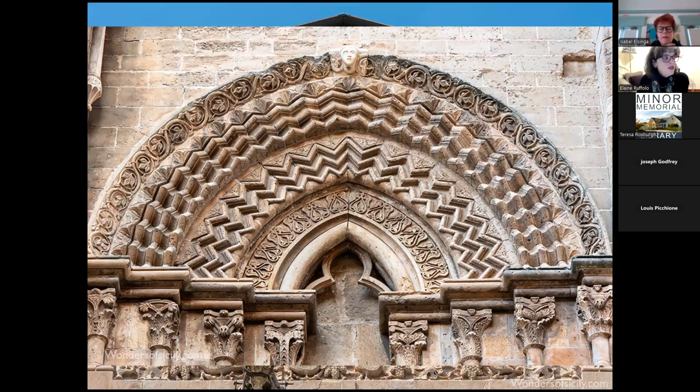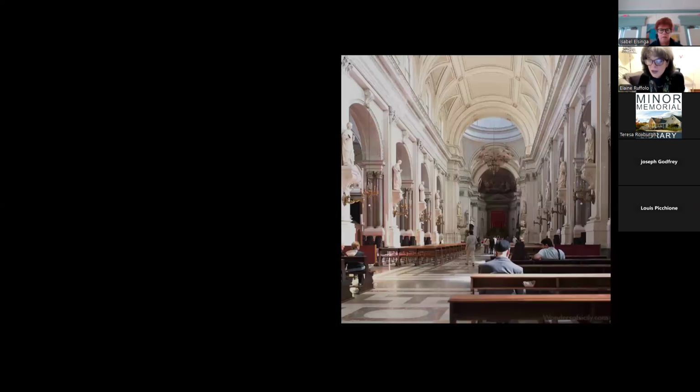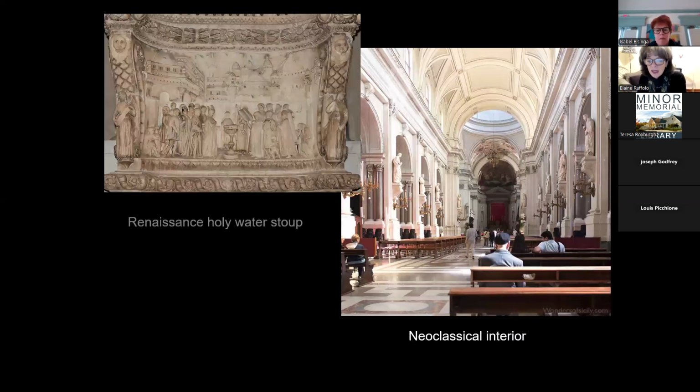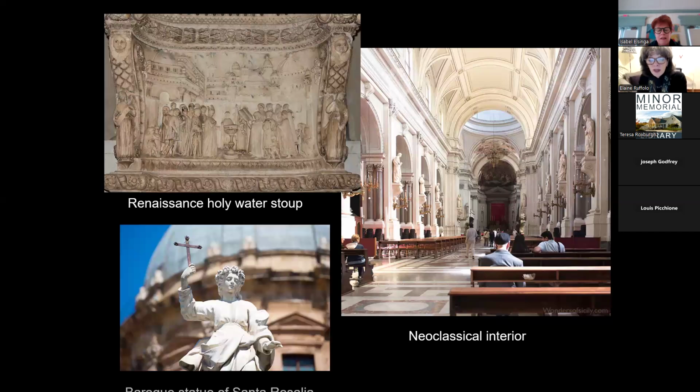So the cathedral was finished in 1185, but it was built on the site of a pre-existing mosque, which explains some of the architecture. In fact, if you just step inside for a moment, you'll see that things change significantly, and you're greeted with a much newer neoclassical architecture, more antique sculptures, and of course, the great Baroque statue of Santa Rosalia, who is the patron saint of Palermo.